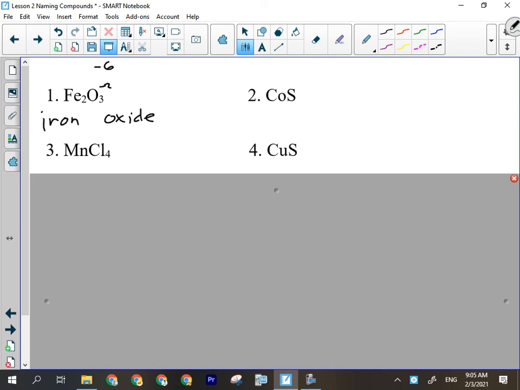That means I need to get 6 positive charges out of the 2 irons that I have here. That means each iron must have a charge of... I just divide the 6 by the 2, I get a +3. This is iron 3 oxide. It's kind of like finding the lowest common denominator for fractions or something.